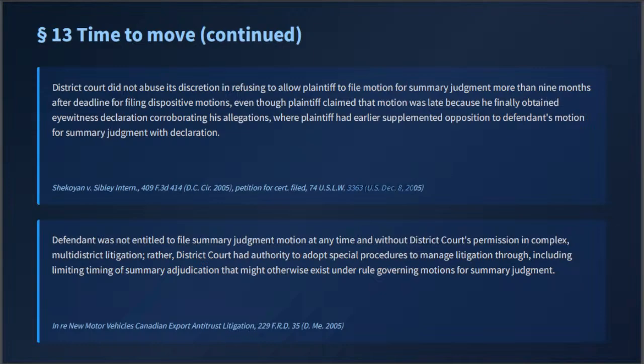December 8, 2005. The defendant was not entitled to file a summary judgment motion at any time and without the district court's permission in the complex. We read this case here. This is In re New Motor Vehicles Canadian Export Antitrust Litigation. So we see here, in complex.